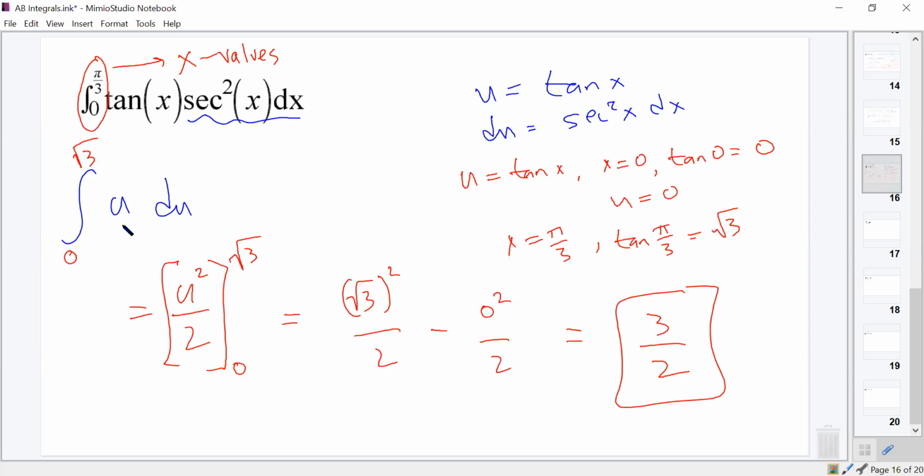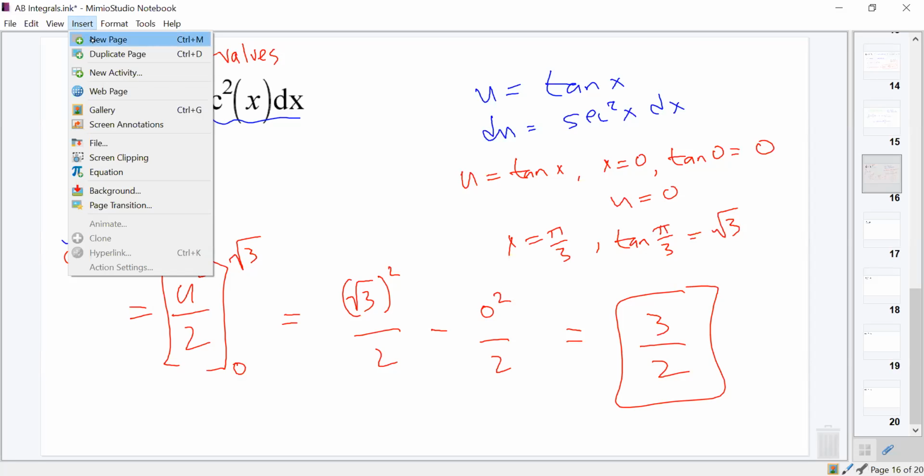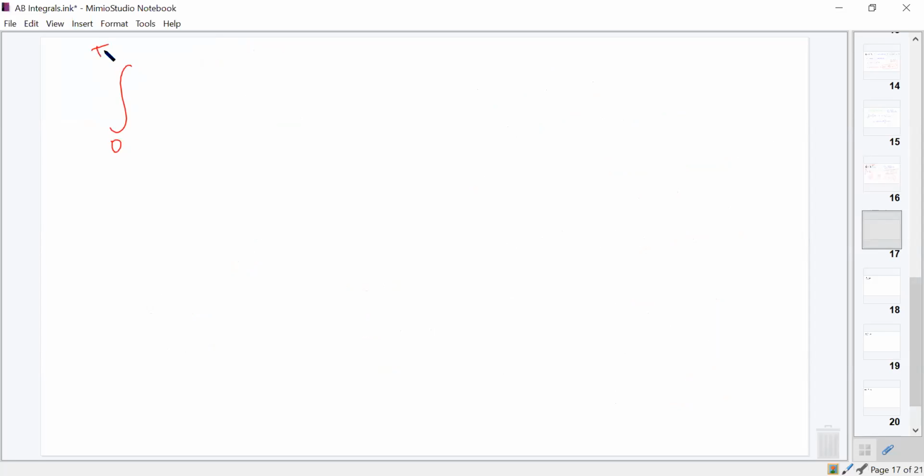All right, I want to go through and try this problem with a different substitution. So we had the integral from 0 to pi over 3. And what do we have? We had tangent x secant squared x, right? Couldn't I have written this perhaps like this? Would you guys all agree that those two are the same thing? Oh, good. Somebody said yes in the chat.